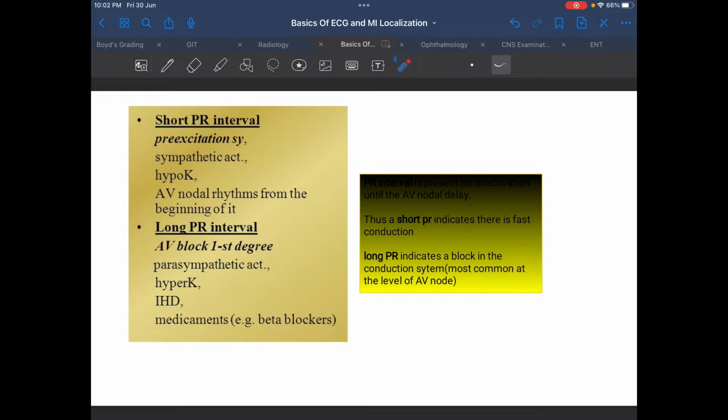And we discussed the normal P wave. Okay, what is the normal P wave? What is its duration, what is its amplitude? How can I say that it's right atrial enlargement, how can I say that it's left atrial enlargement, and how there can be biatrial enlargement, and how will I diagnose that.